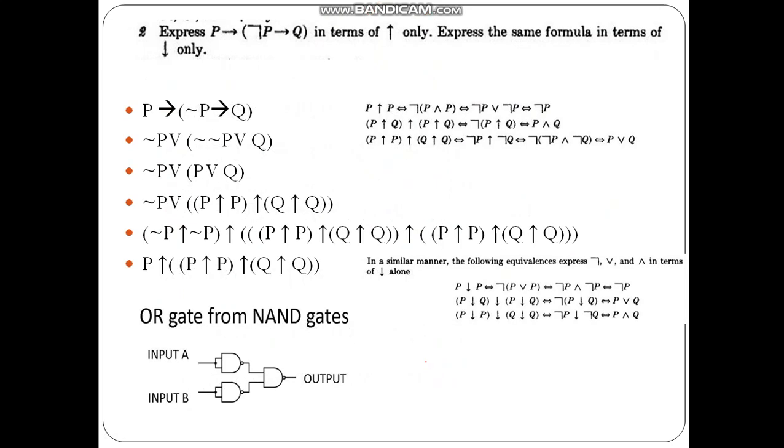Let us move ahead and try to solve another example. Represent P implies (not P implies Q) in terms of NAND only. Express the same formula in terms of NOR gate only. First we will solve this in two steps. First, let us convert this equation in terms of NAND only, and then in the second stage we will convert it in terms of NOR only.